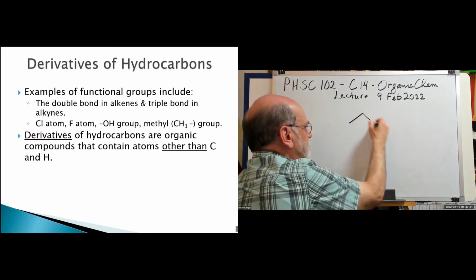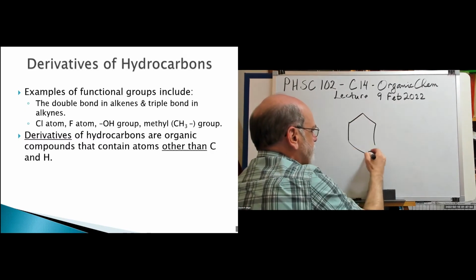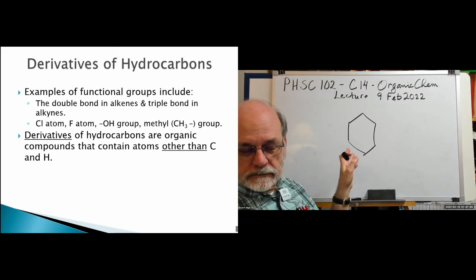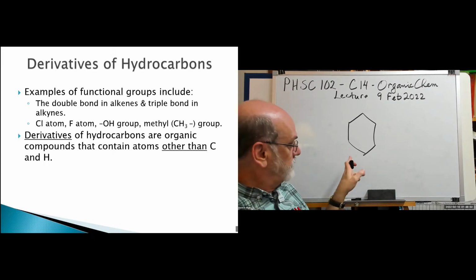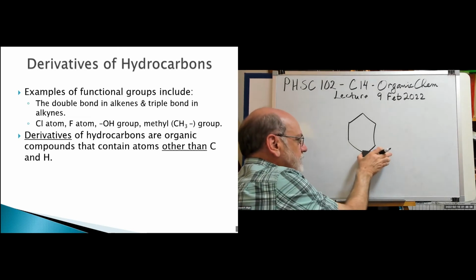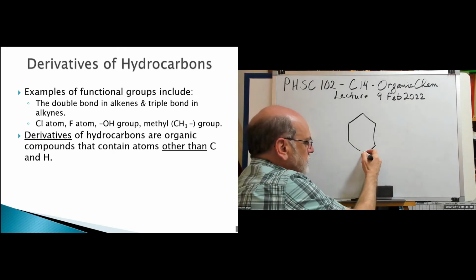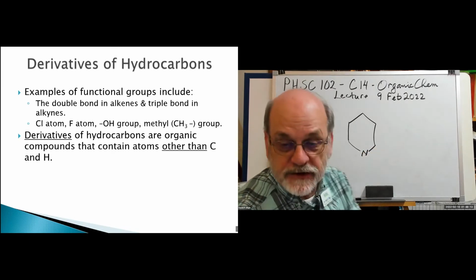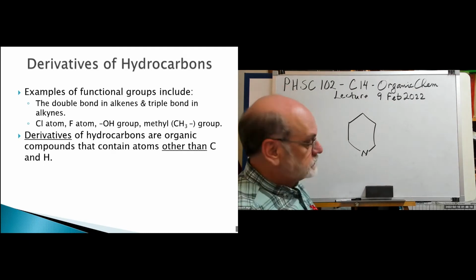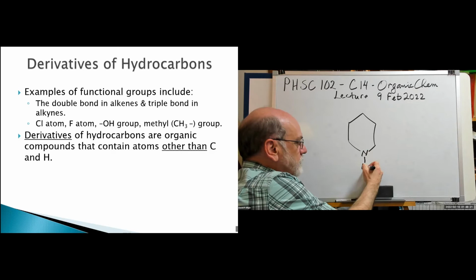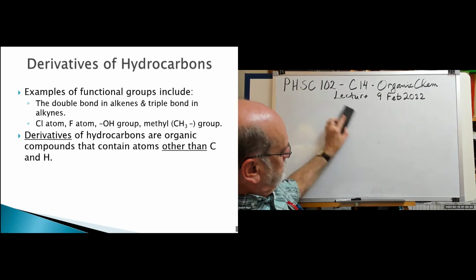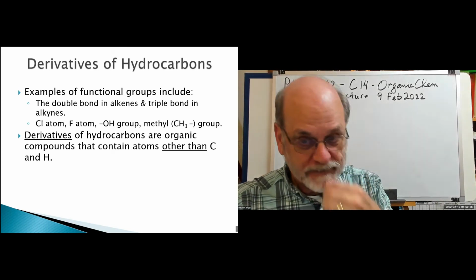cyclohexane. Now this is not benzene. This is cyclohexane, right? So each one of these carbons would have 2 hydrogens. But if we substituted a nitrogen for that carbon, then that would be a derivative. And we would only need 1 hydrogen here. Okay, so that's a derivative, one type of derivative.